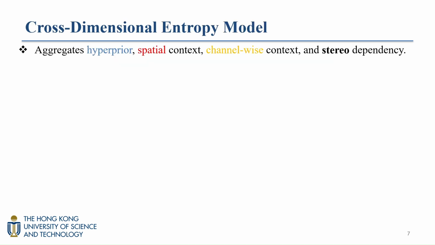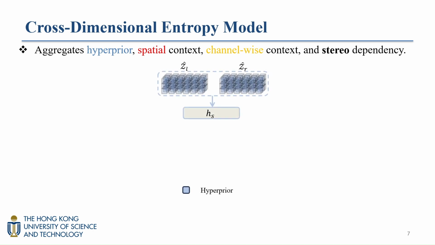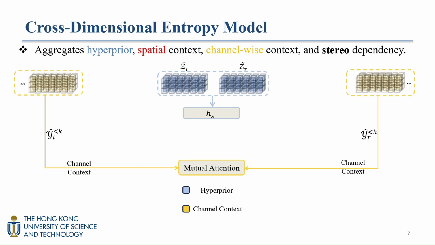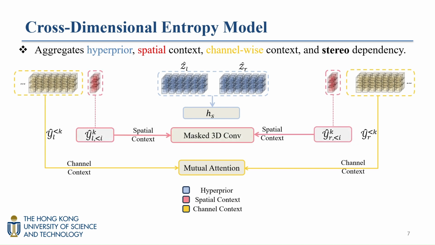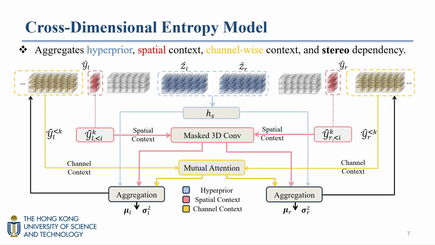For data compression methodologies, entropy model is critical to estimate the latent probability distribution, and an accurate probability distribution guarantees compact entropy coding bit stream. Our proposed cross-dimensional entropy model aggregates hyperprior, spatial context, channel-wise context, and stereo dependency. For the hyperprior component, we generate the dependency Z from the hyperdecoder HS. For the channel-wise context, we evenly split the latents on the channel dimension into K slices, and exploit the strong correlation on this dimension, considering both stereo views. For the spatial context, masked 3D convolution is utilized to obtain stereo spatial features from both views. After capturing the cross-dimensional dependencies on multiple axes, we aggregate them to obtain a distribution estimation, which are further utilized supporting the estimation for later slices in an autoregressive manner.